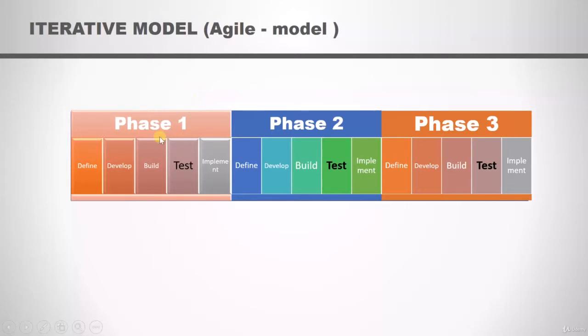Now we have 15 requirements. So we decide to develop 5 requirements in Phase 1, 5 in Phase 2, and 5 in Phase 3. At the end of the 3 weeks, we will have all 15 requirements.